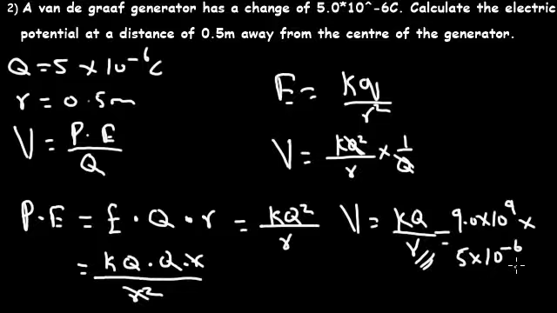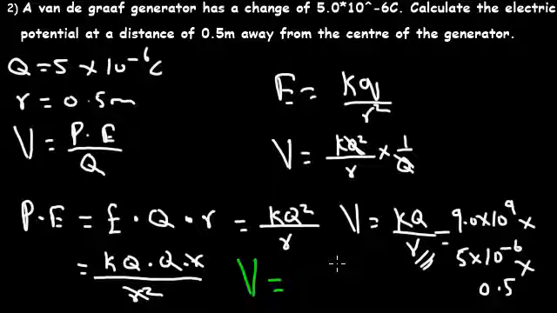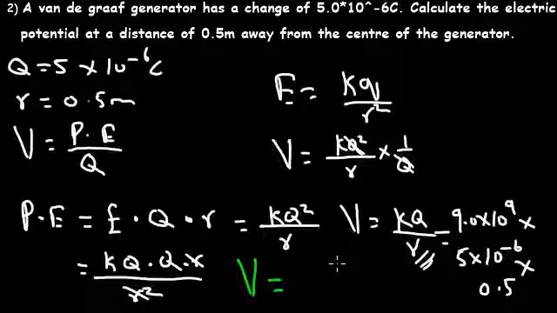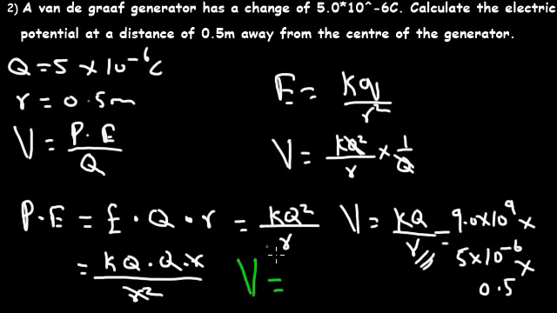And the distance is simply 0.5. And finally, we have our electric potential V, so we need to use our calculator for that. That's going to be 9 times 10 to the power of 9 multiplied by 5 times 10 to the power of negative 6, and finally multiply by 0.5. So I end up having 22,500, which is 2.25 times 10 to the power of 4.